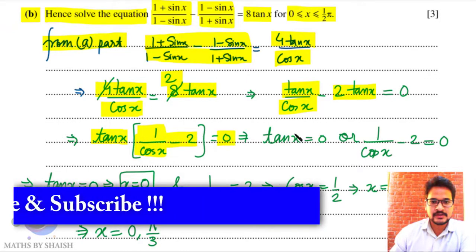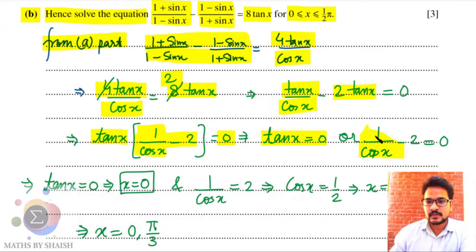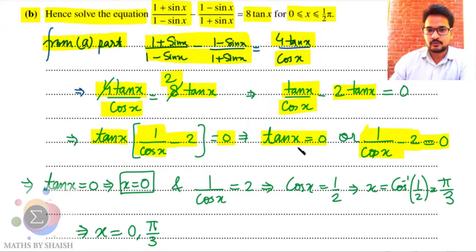So when the product is 0, we equate each factor individually to 0. So we got tan x equals 0, or 1 upon cos x minus 2 equals 0. When tan x is 0, we get x equals 0. The other value for tan would be 0 plus pi, which is of course out of the boundary here. So the only root from here is x equals 0.